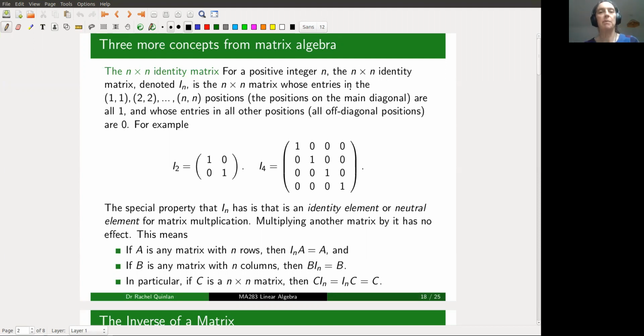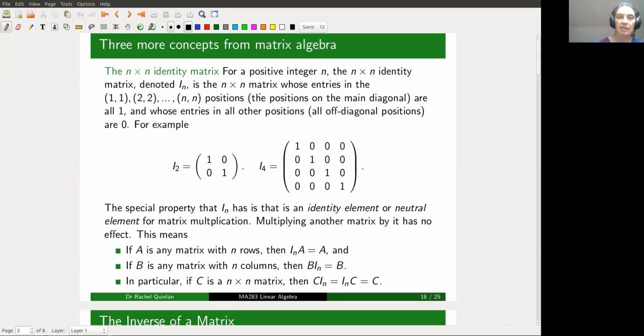So we've been talking about matrix multiplication. And basically, the n by n identity matrix is a square matrix that has a so-called neutral property with respect to matrix multiplication. When we multiply it on the left by a matrix with n columns, we have no effect on that matrix. And when we multiply it on the right by a matrix with n rows, we have no effect on that matrix.